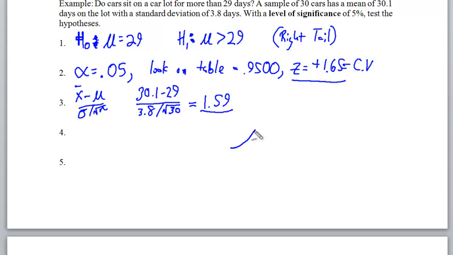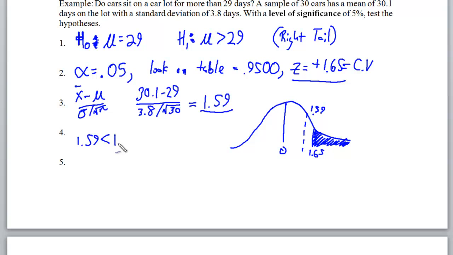So for step 4, let's make a picture of a normal curve, and the middle of it is going to be 0 standard deviations away from the norm. Our critical value, because this is a right-tailed test, was at 1.65. So if our test value is inside of this zone from 1.65 to positive infinity, then we have the ability to reject the null hypothesis. But here is where our test value was. 1.59 was actually less than, not greater than, 1.65.